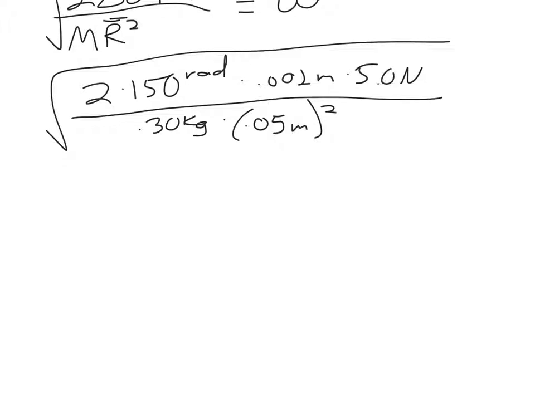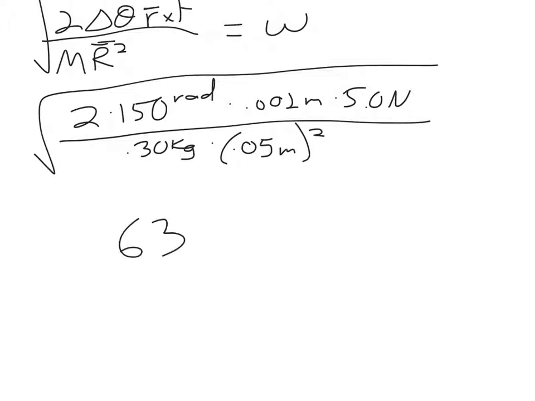That's 300 times 0.002 times 5 divided by 0.3 divided by 0.05 divided by 0.05. And then I have to square root that. Okay, I'm getting like this, 63.